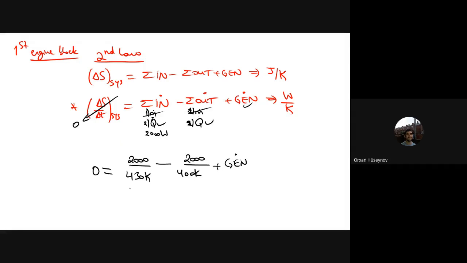Okay, rate of generation. So the generation part will be equal to this one, 400 minus the second one, 430. I will just write the final result: it will become 0.35 watts per Kelvin. Okay, this is for the engine block. Now I will do the same step for the cooling agent, which is the glycol.